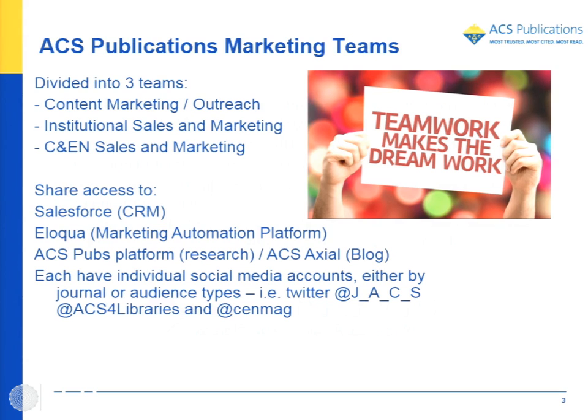The ACS Publications marketing teams are divided into 3 buckets. There's the content marketing and outreach team, which is myself and my colleague, and we work to market our products to our end users, so our authors and our readers. We also have an institutional sales and marketing group, and they market to our librarians and deal with trying to optimize products for them. And we also have what we call our CNN sales and marketing group. CNN is the flagship magazine of the American Chemical Society, and they work to solicit advertising for that magazine.